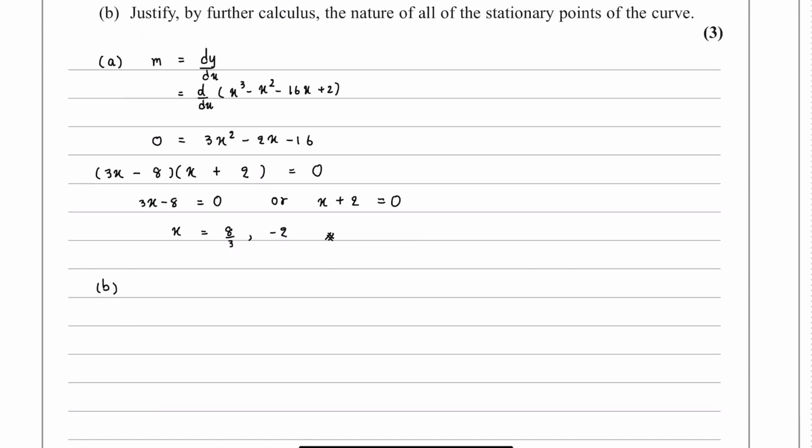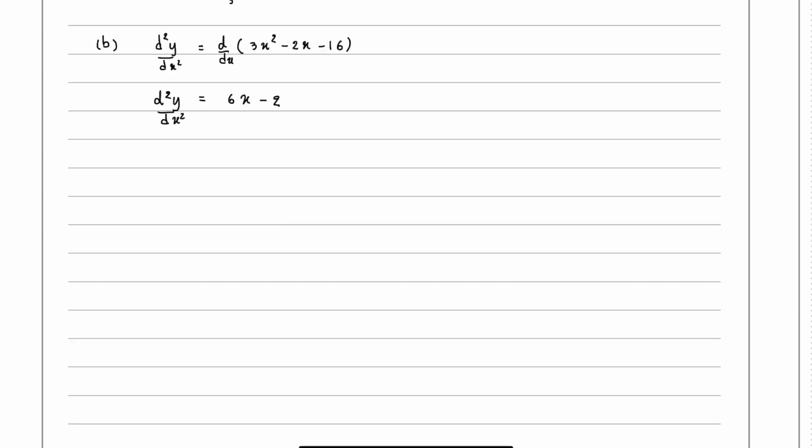To determine the nature of the stationary points, we have to use the second derivative, which is d squared y by dx squared. That means we differentiate the previous derivative, which is 3x squared minus 2x minus 16, and the answer is 6x minus 2. That's the second derivative. And since we have two values of x, which are x equals 8/3 and x equals -2, we substitute these values of x one at a time into the second derivative.